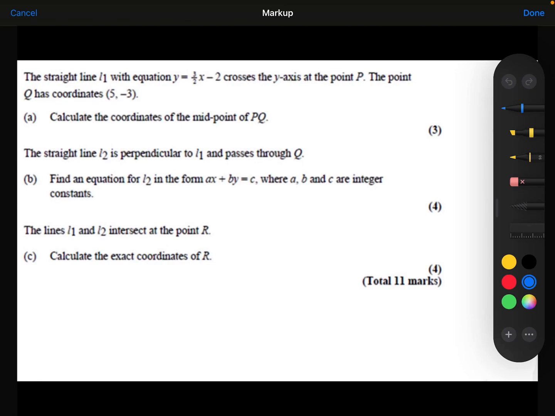The straight line L1 with equation y equals 3/2 x minus 2 crosses the y-axis at point P. The point Q has coordinates (5, -3). I need to calculate the coordinates of the midpoint of P and Q. So I know the coordinates of point Q already. Let me now work out the coordinates of P, because then I can find what's in the middle of both of them.